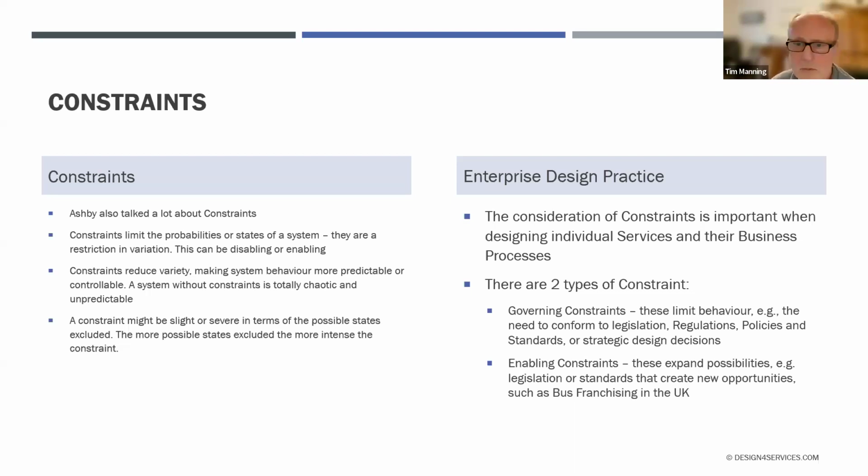So again, when we're designing services and processes, the consideration of constraints plays an important part in actually reducing the amount of variation that we have to handle in certain instances. And of course, Ashby used the traffic light example in the sense of we have 3 colours, not 5. 3 colours makes life simpler.